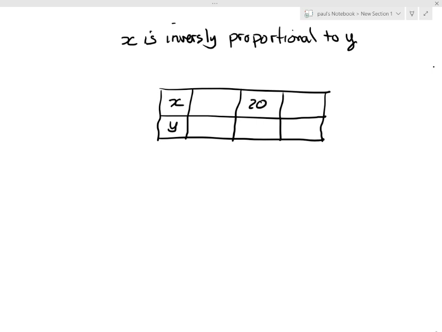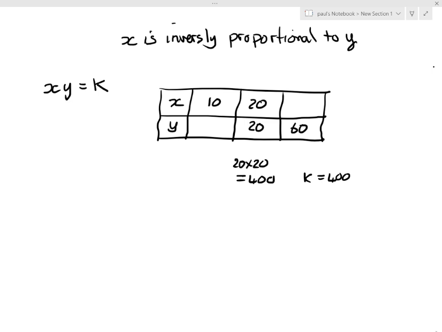So we'll have 20 and 20, 60, and we'll have 10. So we've got to find one y and one x. So first of all, let's have the inverse proportional, which is xy equals k. Find the constant. Here we go. This one is 20 times 20 equals 400. So k equals 400.